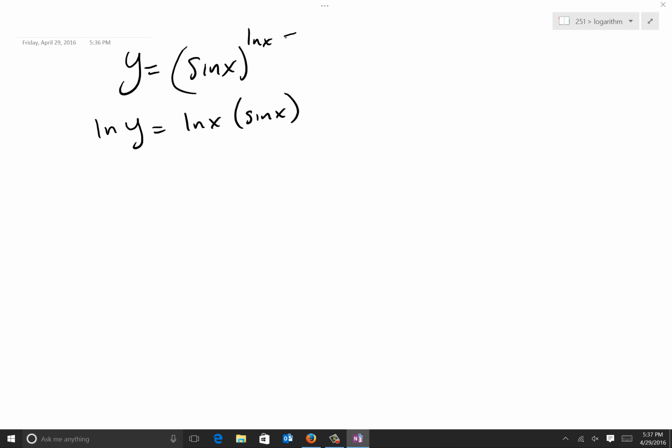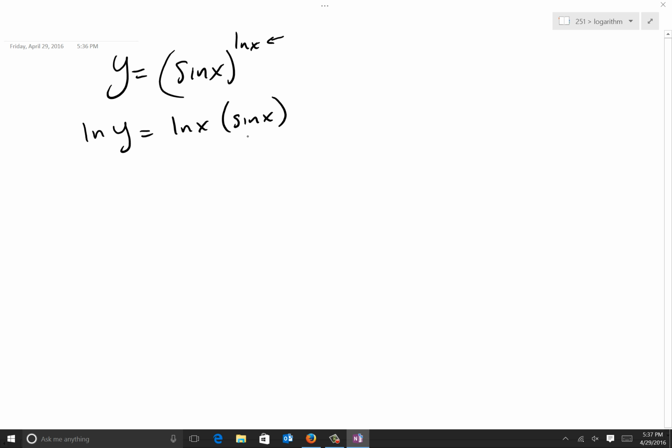Whenever I see this thing in an exponent, always take the log of both sides, right? Then bring down the exponent, so it comes out front. So there's my exponent times the ln of the sine of x. And now, let's take derivatives. So 1 over y dy dx.